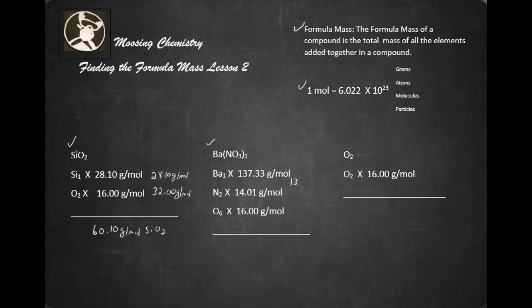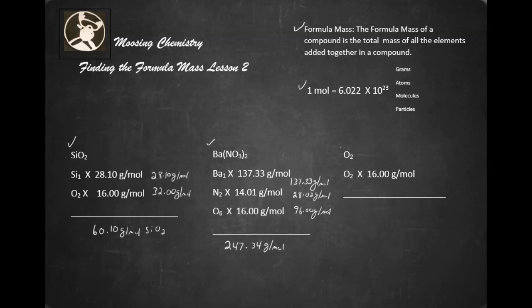So 1 times 137.33, of course, is that exact same number. We're going to write grams per mole. All right. So 2 times 14.01, of course, is 28.02 grams per mole. Okay. And of course, 6 times 16 is going to be 96.00 grams per mole. So all we have to do now is add all that up. And when we do, we get 247.34 grams per mole. Pretty easy.